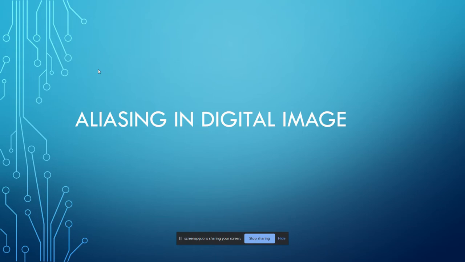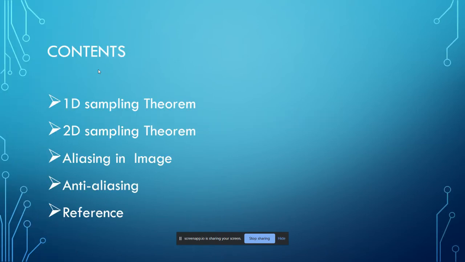Now I'm going to explain the aliasing in digital images. These are the contents I am going to explain in this presentation. First of all, we see the sampling theorem in one-dimensional signals. After that, the two-dimensional sampling theorem.